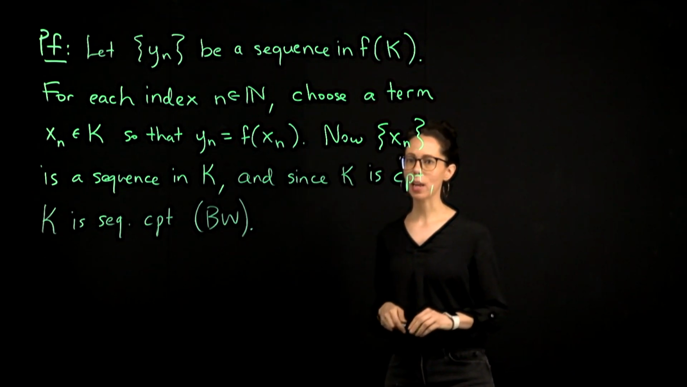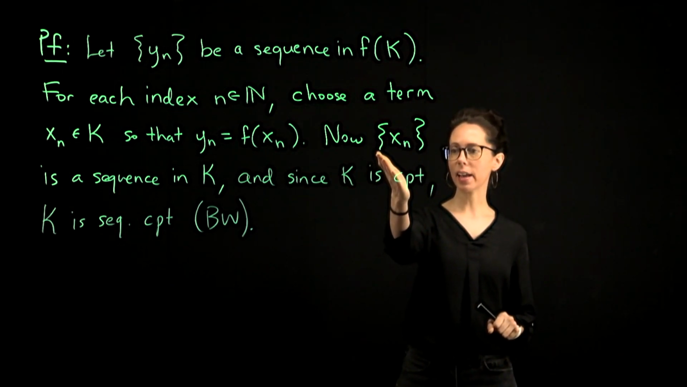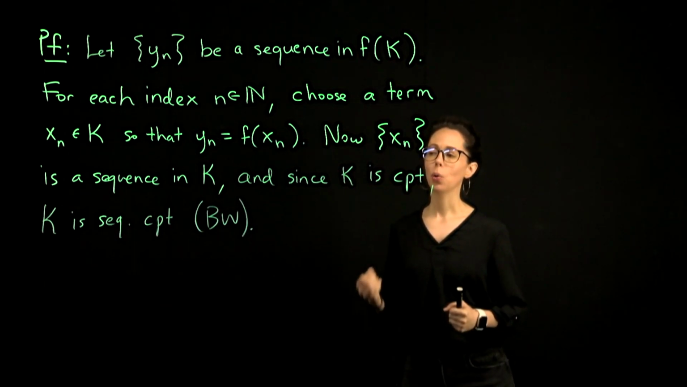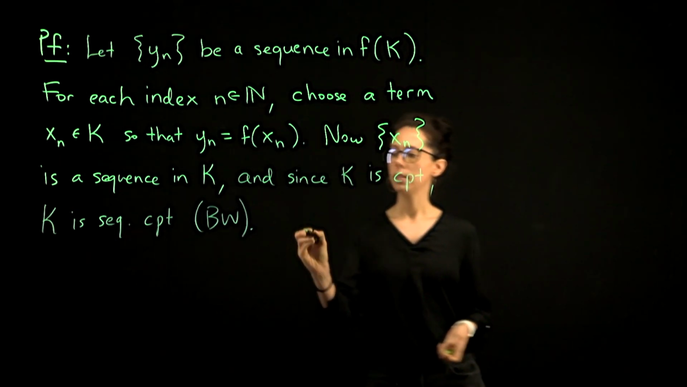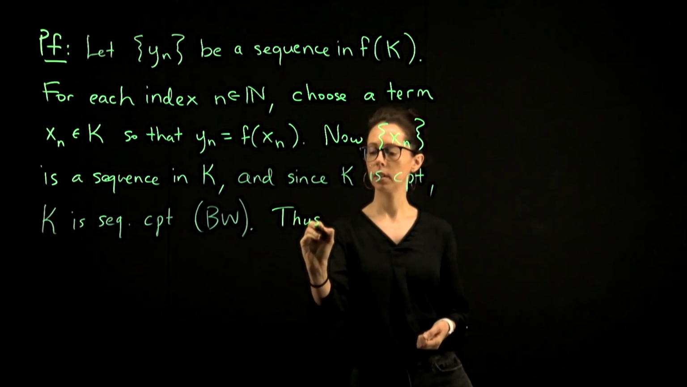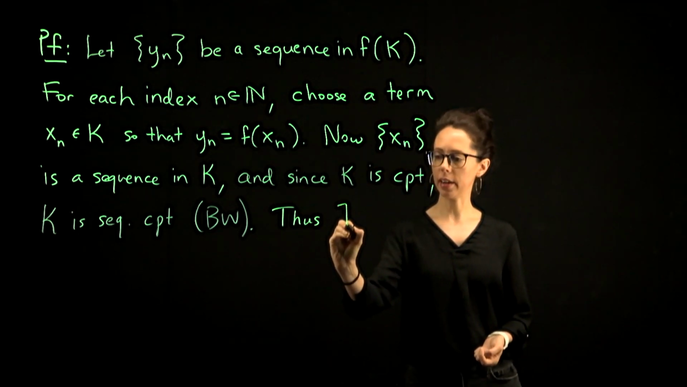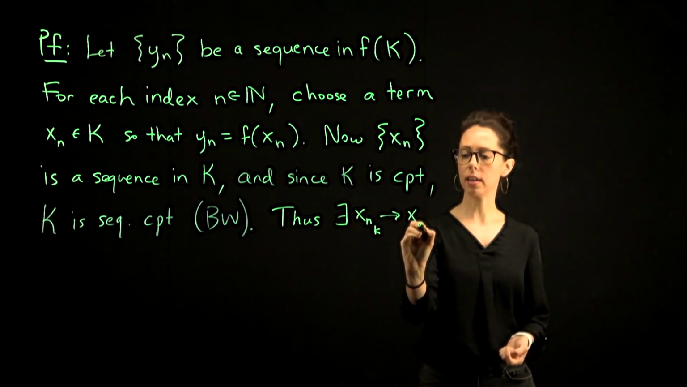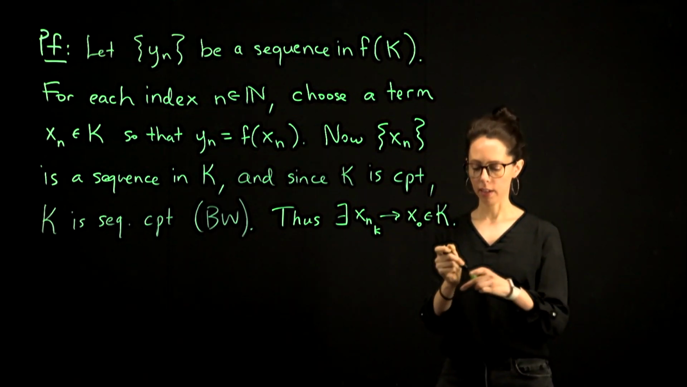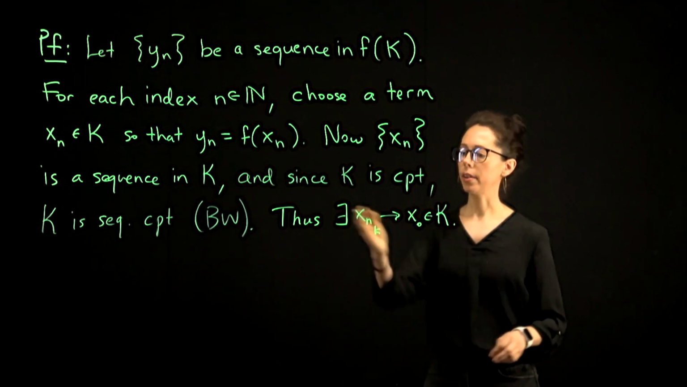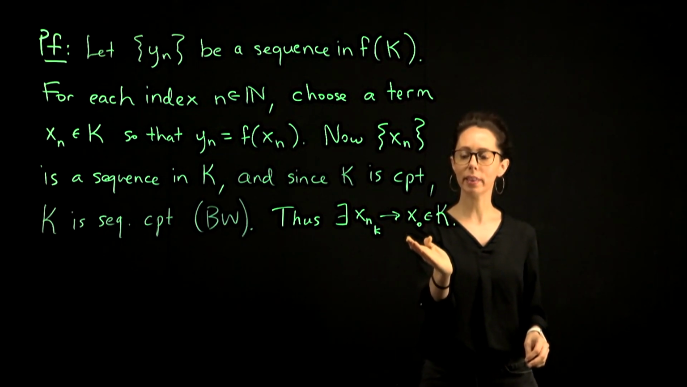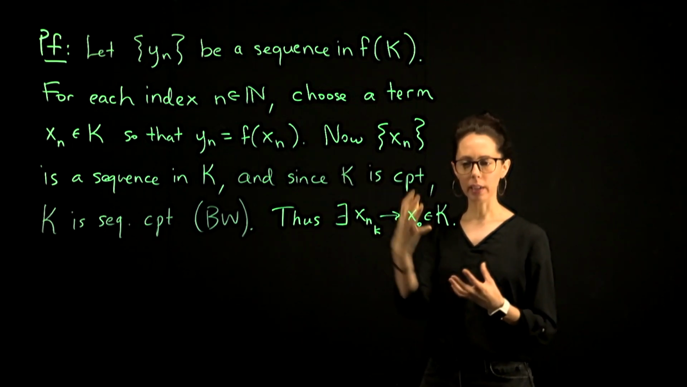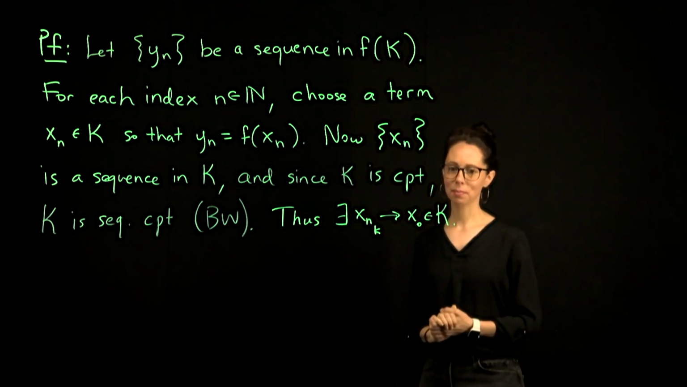All right, our next step is to recognize that since x sub n is a sequence in a sequentially compact set, there is a subsequence which will converge in K. So thus, I'm going to write there exists x sub n sub k converging to x naught in K. So abbreviated notation here, but there exists a subsequence which converges to a limit that lives in K. It's not like an accumulation point outside of K. We know that the limit is in K.